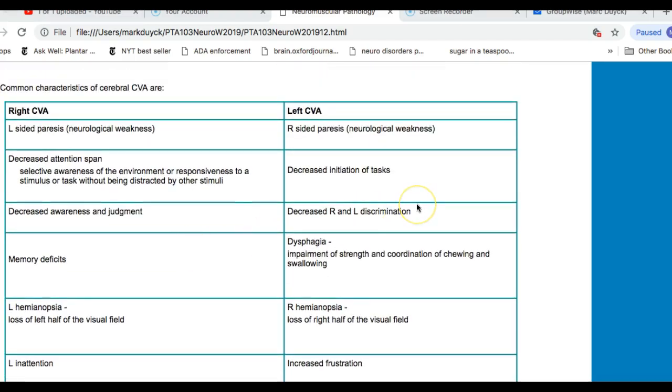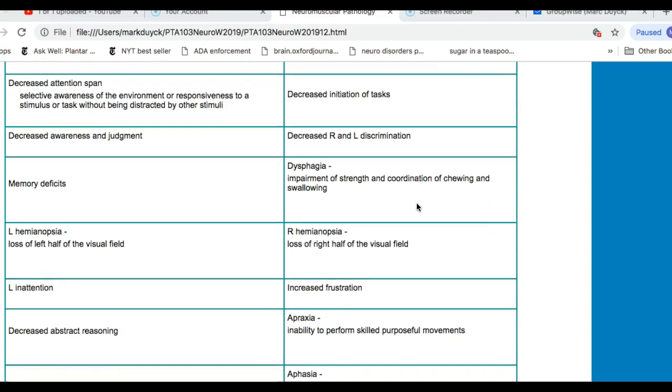And with the left-sided CVA, you have the right-sided weakness, decreased left and right discrimination in terms of extremity use and determining what side is their weak side. And this is involving the patient being unable to determine what's the left side of the treatment table versus the right side, the left side of their overbed table versus the right side. Difficulty swallowing, which is what dysphagia is.